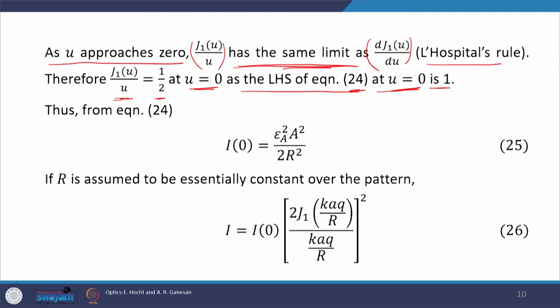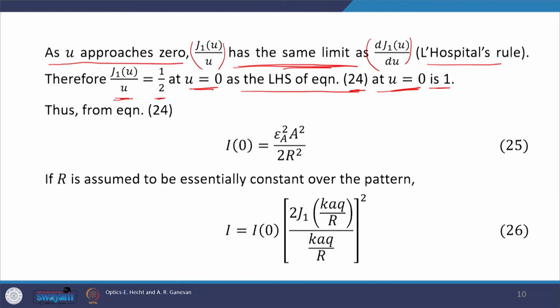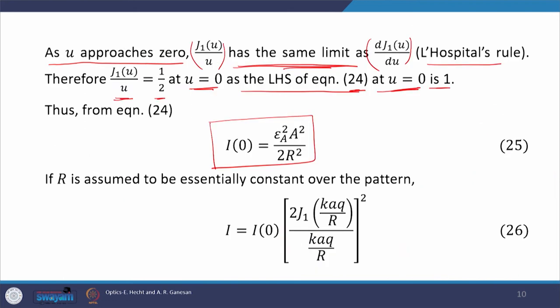Now if J1(u)/u is equal to half, then again let us go back to equation number 23 and see here, it is J1(u)/u, and this value would be half, and if we square it then this would be 1/4. Then after this substitution, the irradiance at the center, these calculations are done for u equal to 0, it means at the center of the screen, I at the center of the screen would be equal to epsilon A squared by 2R squared, which is the irradiance at the center at theta equal to 0 direction.